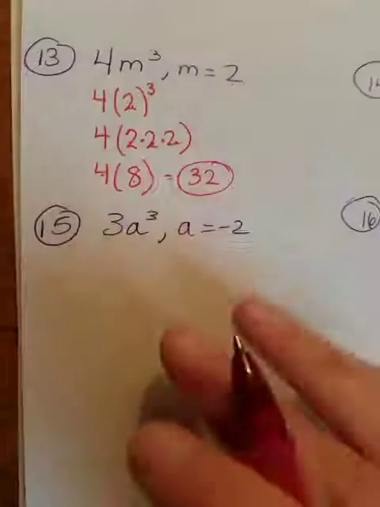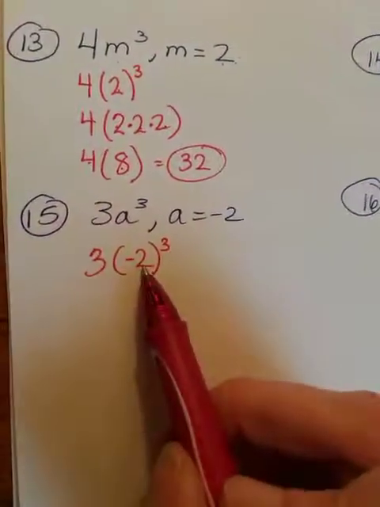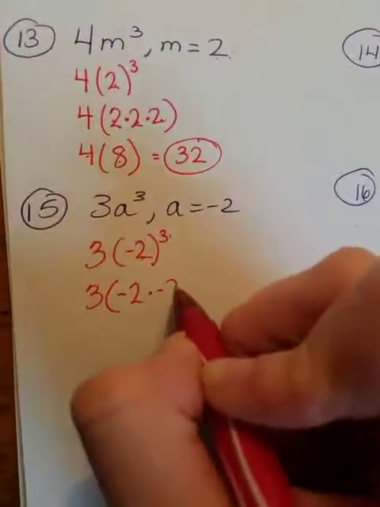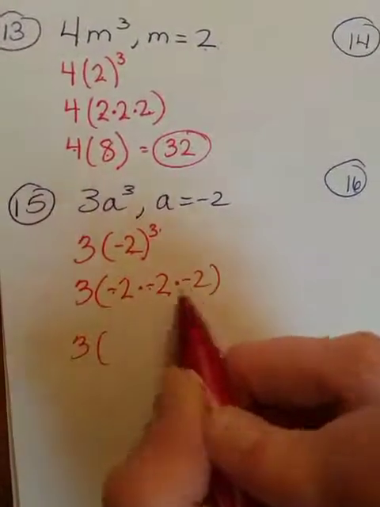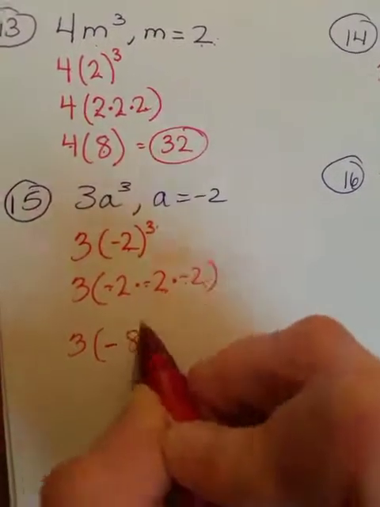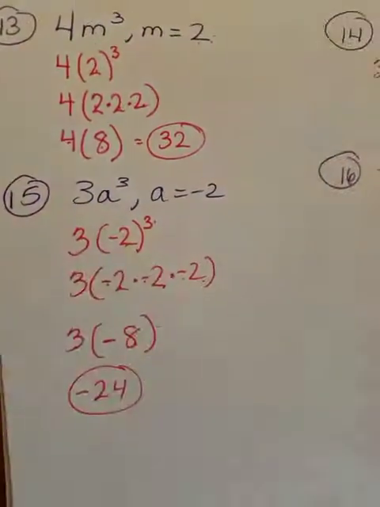15, 2 more to go, and then we're done with this. A is negative 2. Notice how I'm using those parentheses. Again, you are not doing negative 2 times 3. You are doing negative 2 times itself 3 times. So a negative times a negative times a negative is a negative. 2 times 2 times 2 is 8. 3 times negative 8 is negative 24.